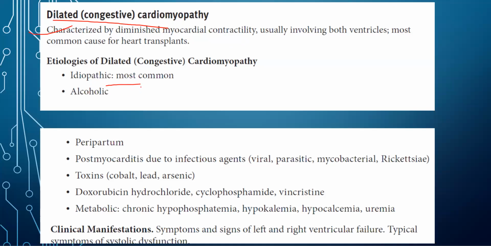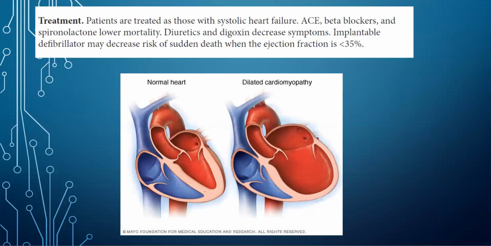And these are all the causes. Idiopathic is the most common, then alcoholic, peripartum; a lot of causes are there. You don't need to remember it. Clinical signs and symptoms will be similar to systolic heart failure. Because these patients usually have systolic heart failure, the treatment is also similar. Now, for this patient, the best treatment is an implantable defibrillator. If a patient with dilated cardiomyopathy has an ejection fraction less than 35%, they can have this implantable defibrillator, and that increases their survival rate. You can see that this is a normal heart, and dilated cardiomyopathy looks like this. So very dilated.